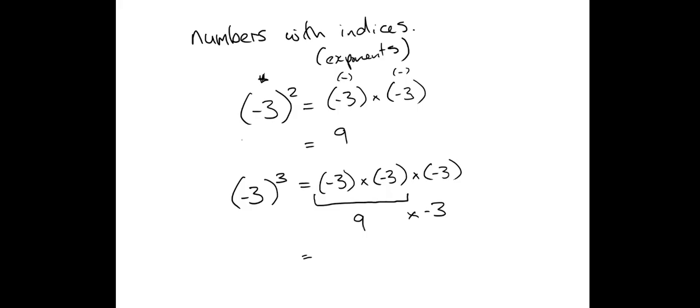A positive or a negative number? Well, it's a positive number times a negative number, so the answer is going to be a negative number, and 9 times 3 is 27, so our answer is going to be minus 27.